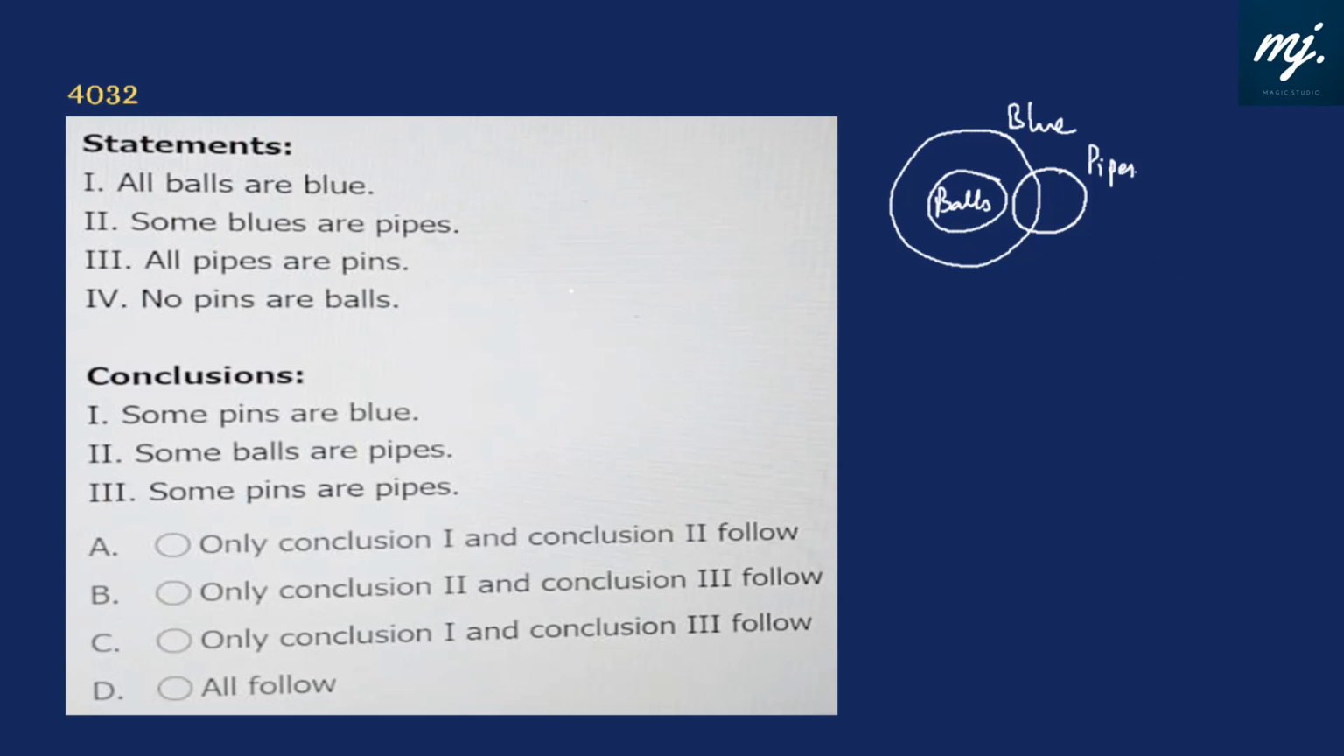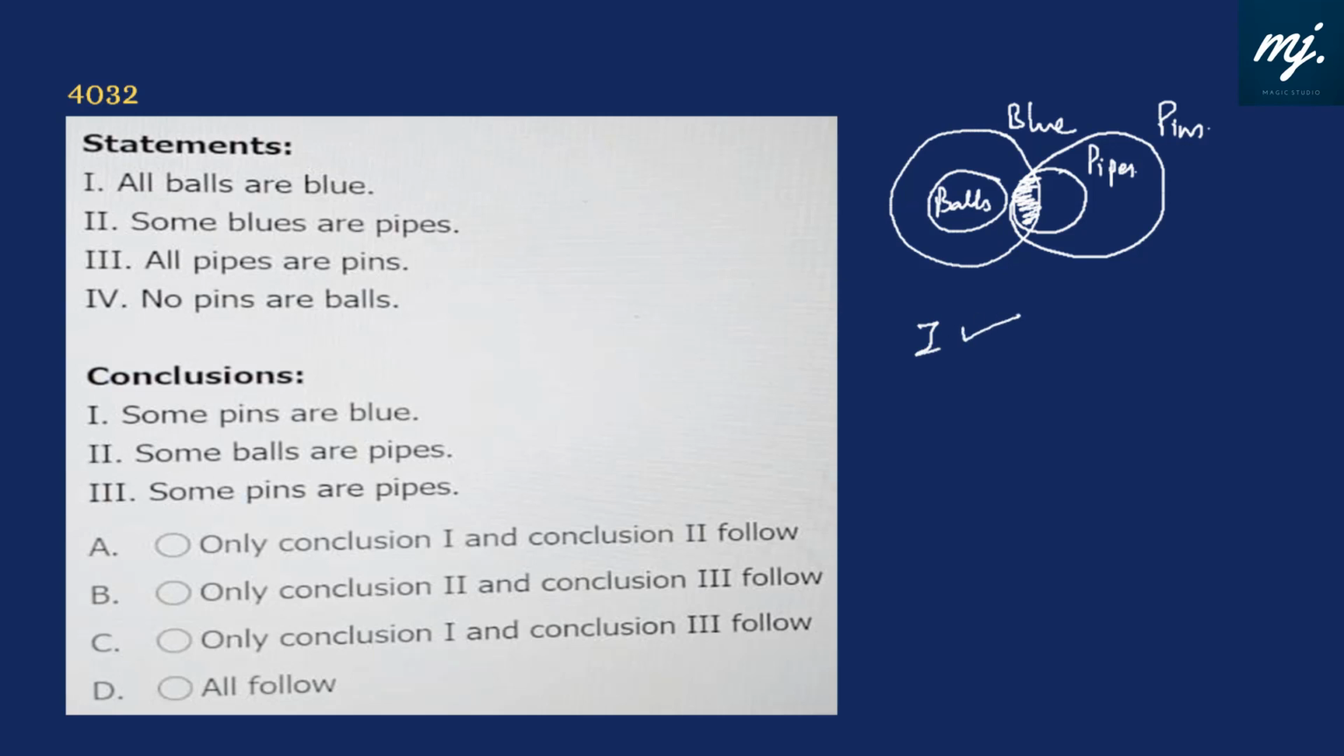Another different kind of Venn diagram we can have. All pipes are pins. These are pins. And no pin is a ball. That means the diagram which we have chosen is perfect, because if no pins are balls, then no pipes are balls either. Conclusion 1 says some pins are blue. Pins are blue. Yes, conclusion 1 follows.